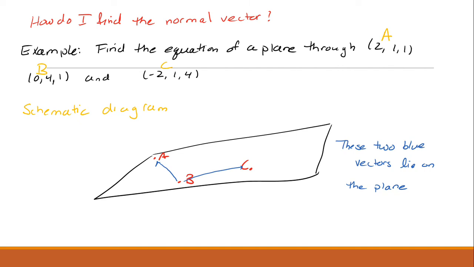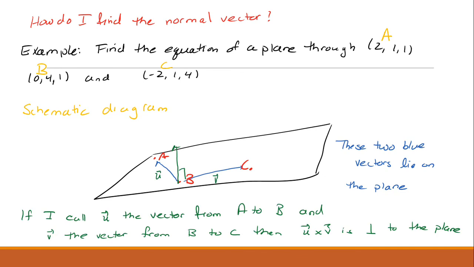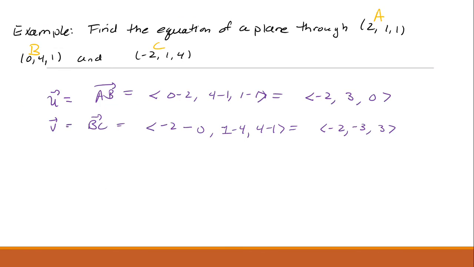Now, to get a normal vector, I need one that's perpendicular to the plane. If I get a vector that's perpendicular to both of these vectors that lie on the plane, the AB and the BC, then I would have a vector sticking up. And I know how to do that. If I call U the vector between A and B, and V the vector between B and C, then U cross V is perpendicular to both U and V, that's the cross product, and therefore it's perpendicular to the plane.